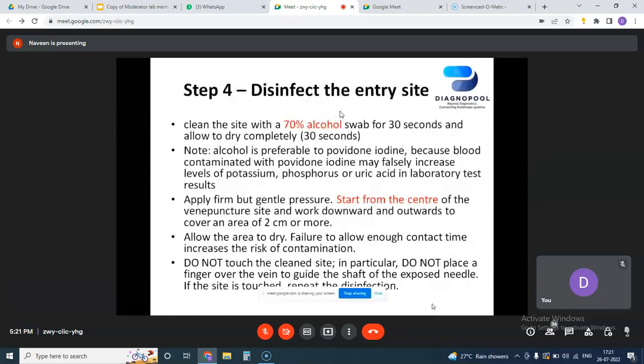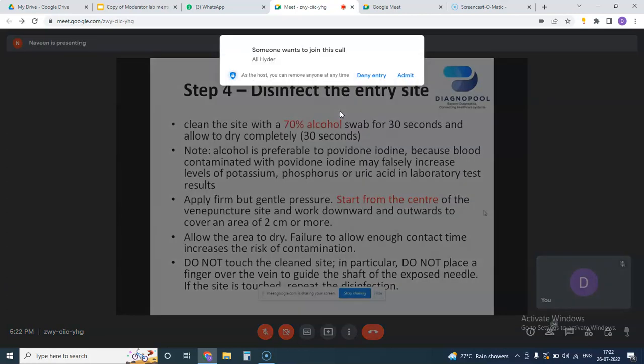Okay, 30 seconds, always remember the contact time of the disinfectant with the skin, and note that povidone iodine should not be used for the disinfection. Why should povidone iodine not be used? Because this can increase the levels of potassium, phosphorus, or uric acid in the laboratory test results. So when you apply disinfectant, remember the movement of applying should start from the center where the needle is introduced, and the movement should be towards the outside. So move towards the outer side.